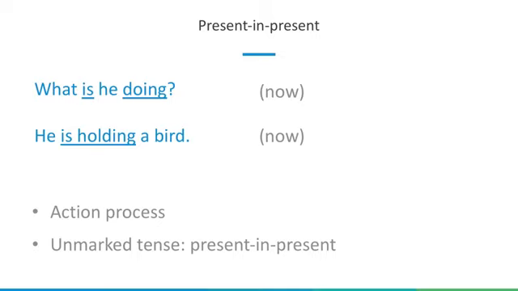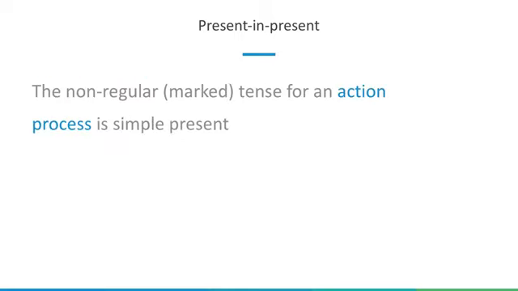We can call this tense unmarked because, as I say, it is the default tense. It is the tense that usually goes with action processes. But on the other hand, the simple present tense is the non-regular tense selection for action processes.